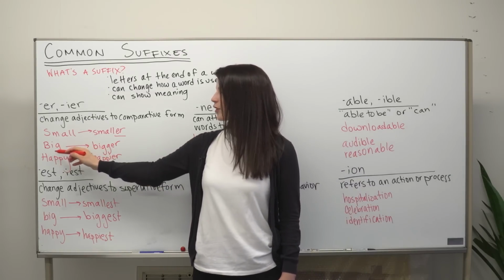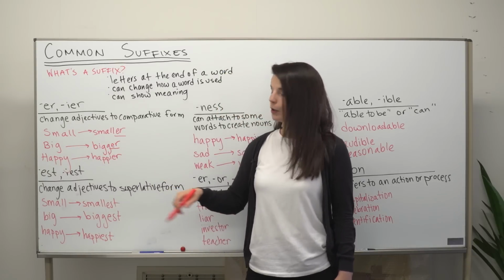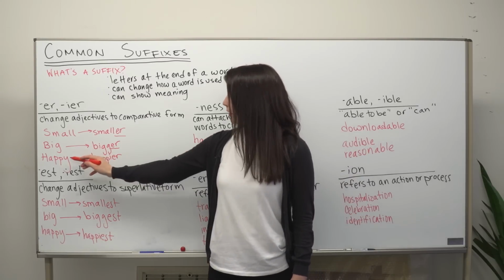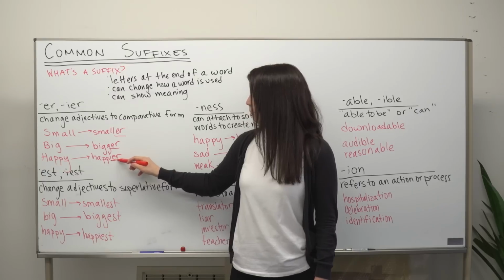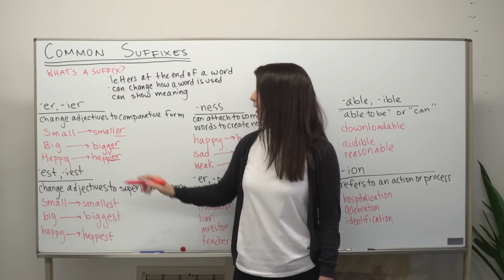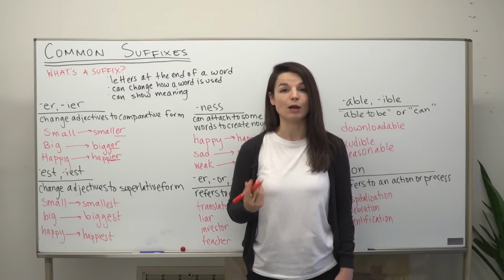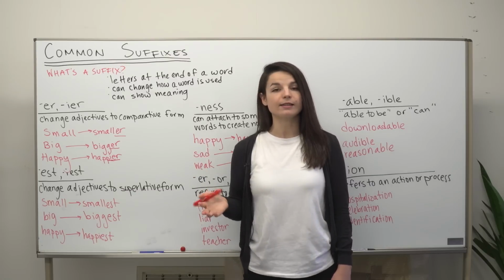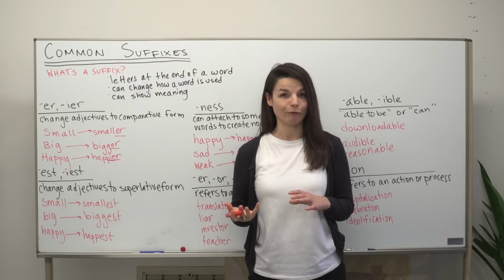Same thing with the adjective big. By adding ER, the suffix ER, we create the comparative form, bigger. Happy is another example. Happy ends in Y. So when we make the comparative form, we remove the Y sound and use IER. This is irregular for adjectives that end in Y. So ER and IER are suffixes that change adjectives to a comparative adjective form.